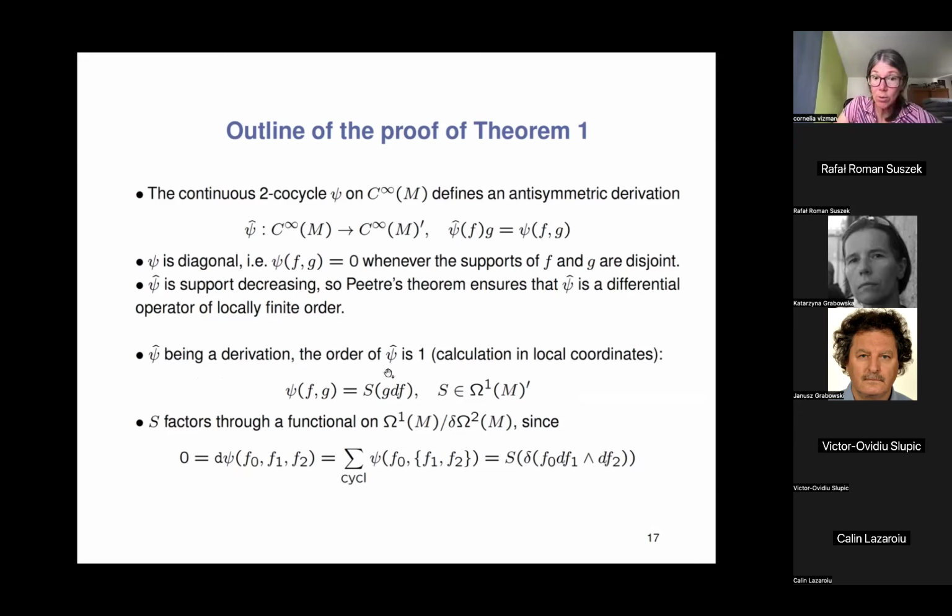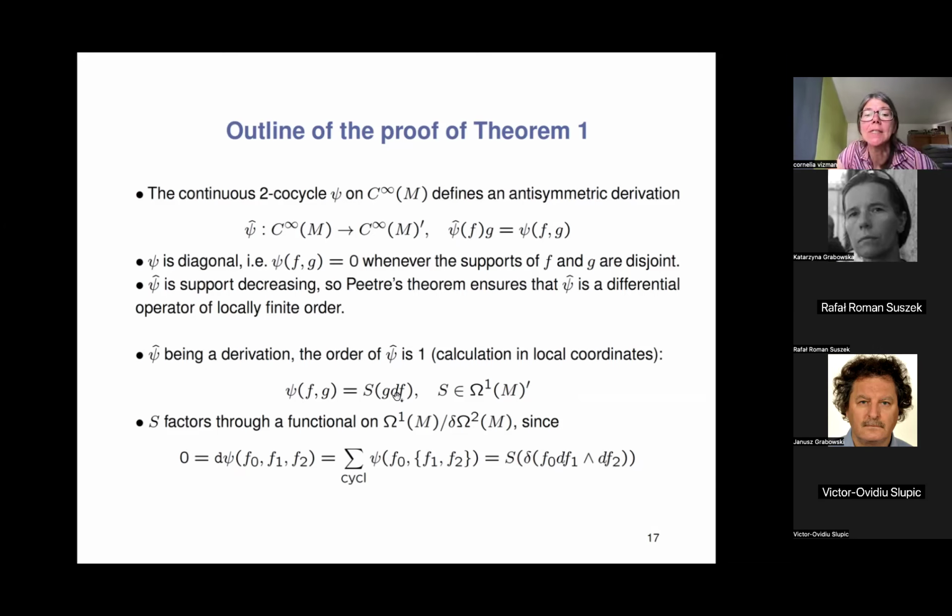So we can write it as a current distribution of one-forms applied to GDF. Then we use the fact that psi is a 2-cocycle, and we see that the factors are functional, and then we see it is a delta of something. Delta of GDF is the bracket of F and G, and so we get that psi is trivial.